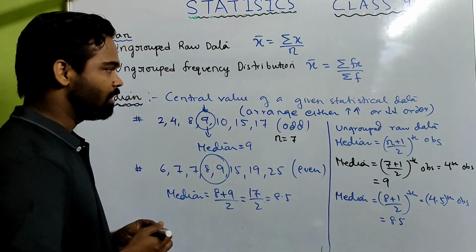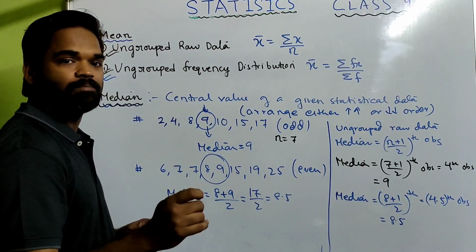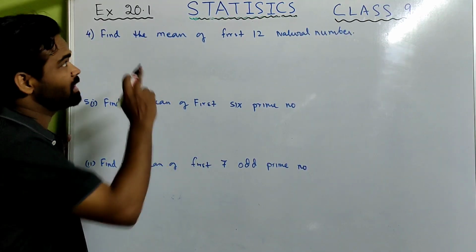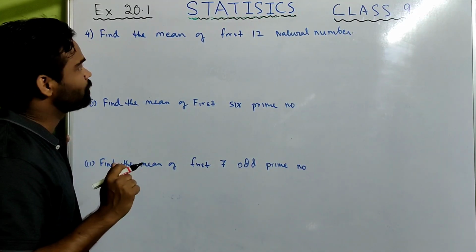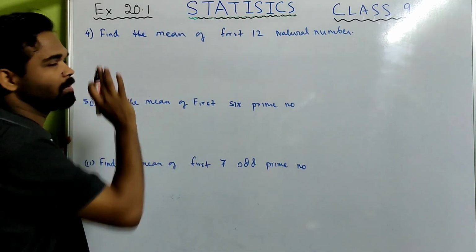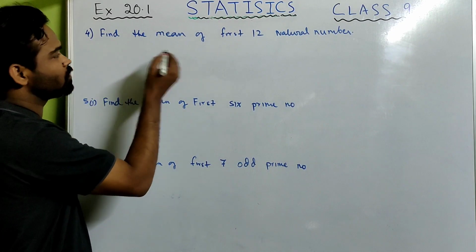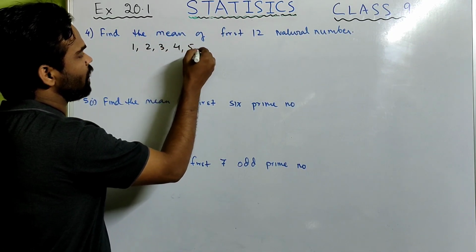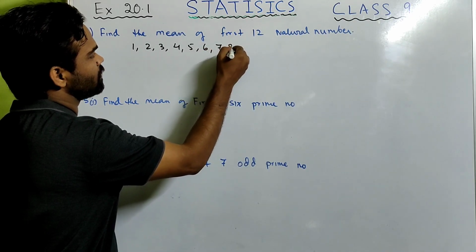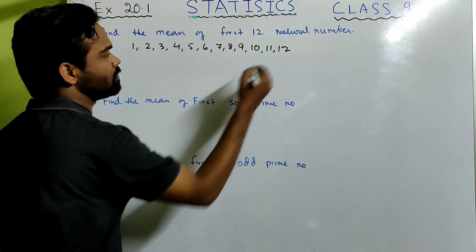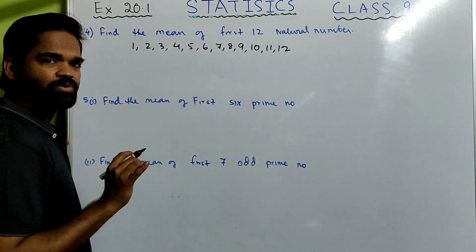Okay. Now let us solve some sums based on this from ML Aggarwal. Now look at sums from exercise 20.1, ML Aggarwal. Find the mean of first 12 natural numbers. This is sum number 4. Of course, the first 12 natural numbers are 1, 2, 3, 4, 5, 6, 7, 8, 9, 10, 11, 12. These are your first 12 natural numbers.